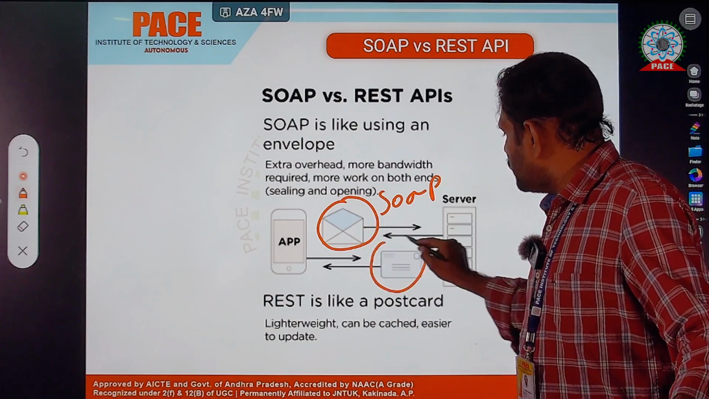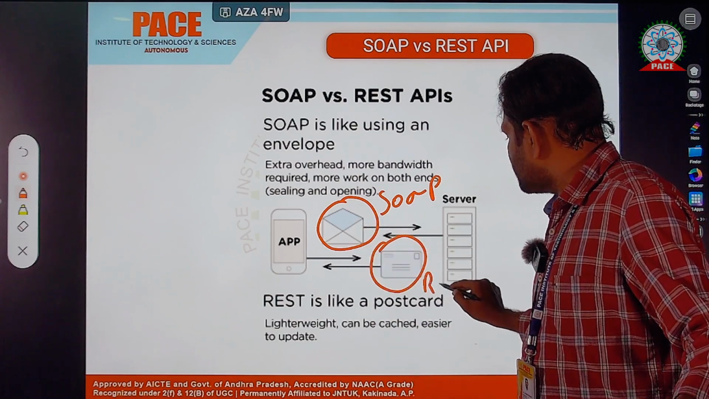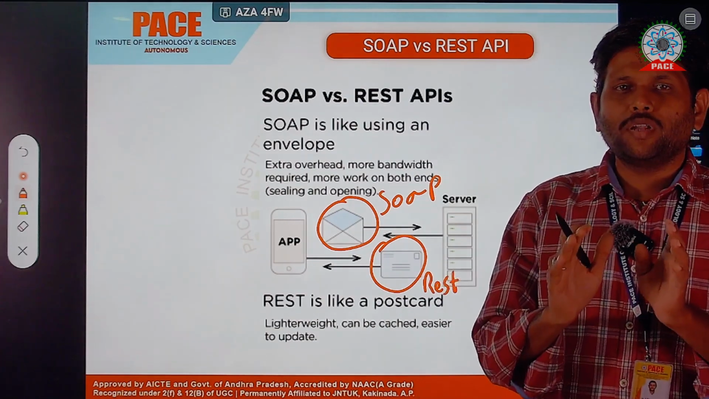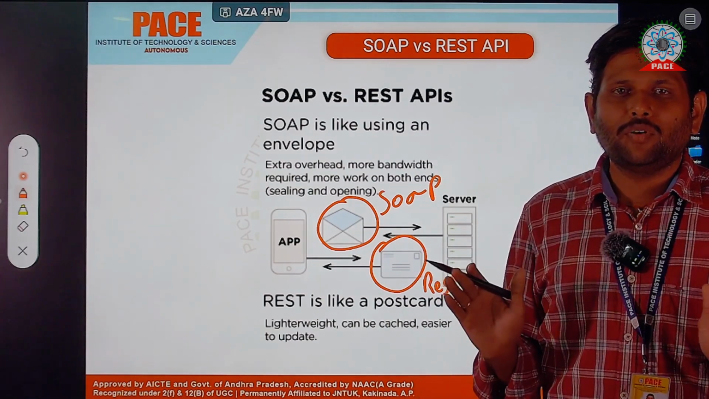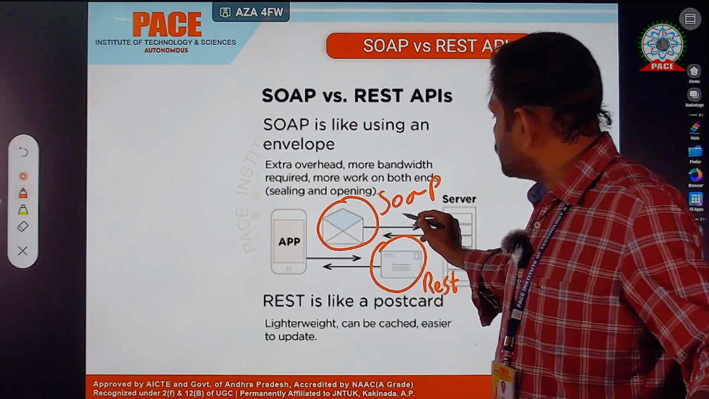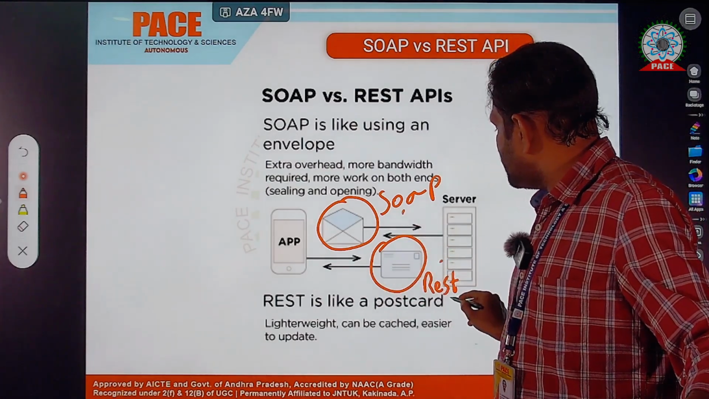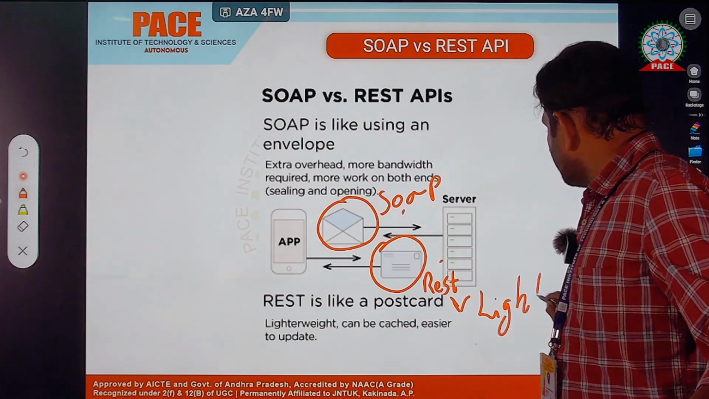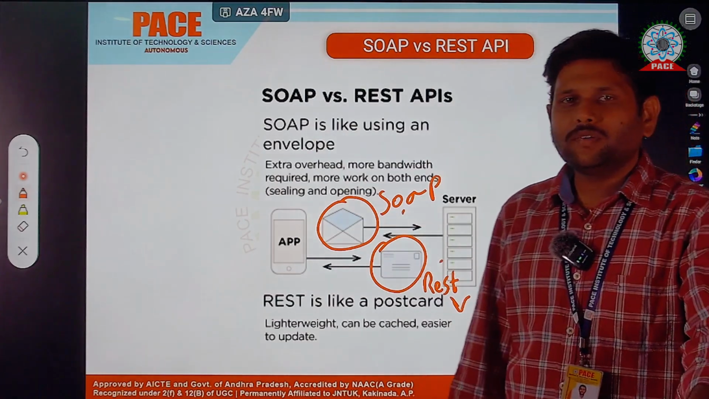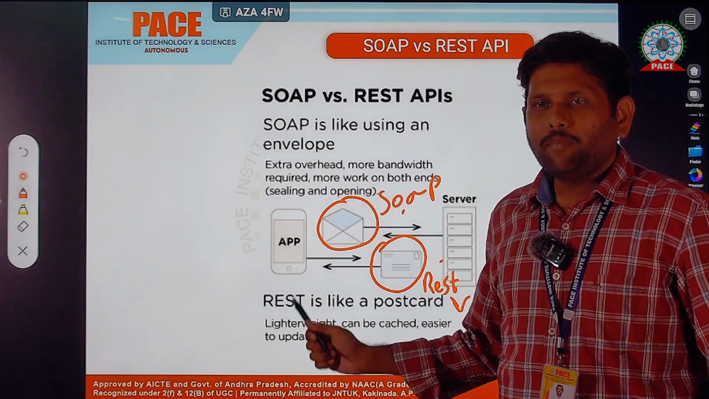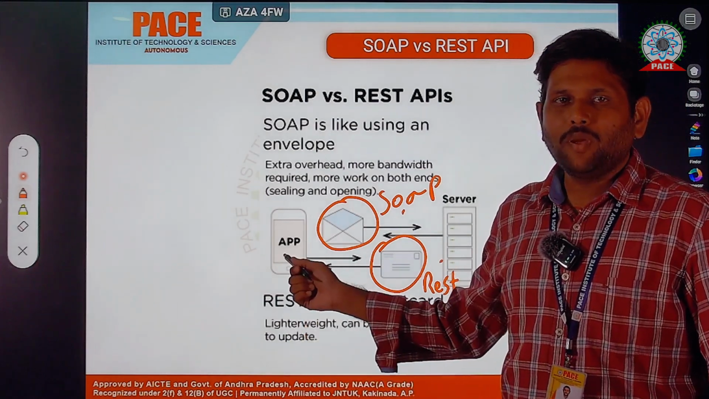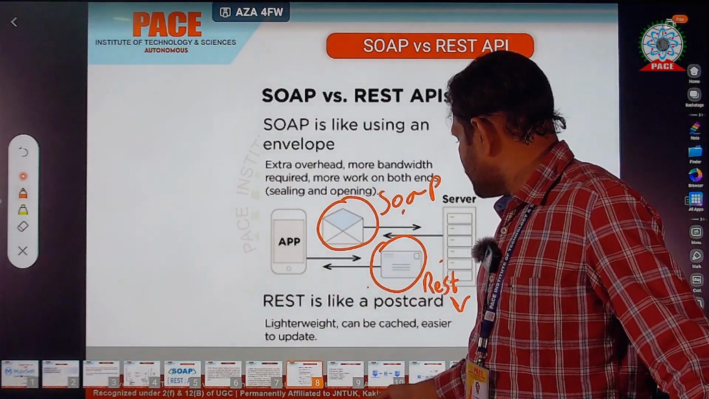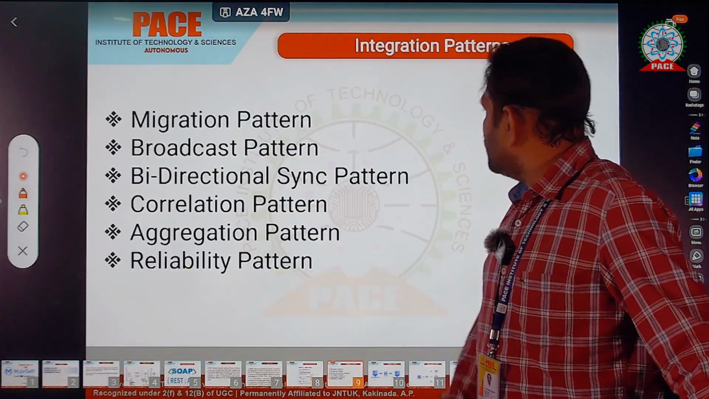And you can see REST is like a postcard. That means it contains only the data which you want to transfer. That's why, compared to SOAP, REST is very lightweight. Very lightweight. That's why compared to the SOAP API, we mostly prefer the REST APIs for transmitting the data.